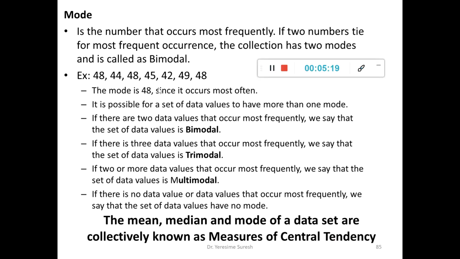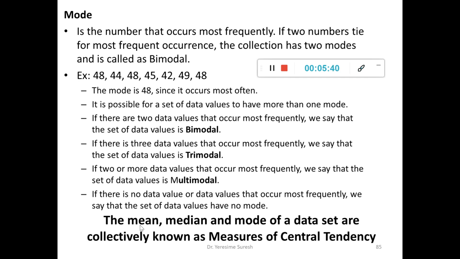multimodal. So I repeat, any data value which appears twice, say for example in this case 48 is appearing twice, I call it as bimodal. If the data value 48 is repeating 3 times, it is called as trimodal. And if there are n number of data values repeating more than twice, then it is called as multimodal.